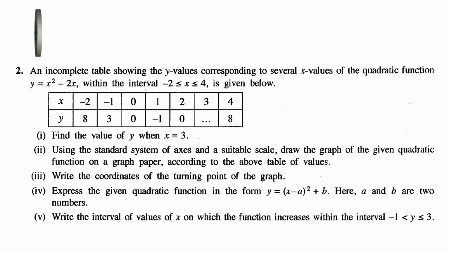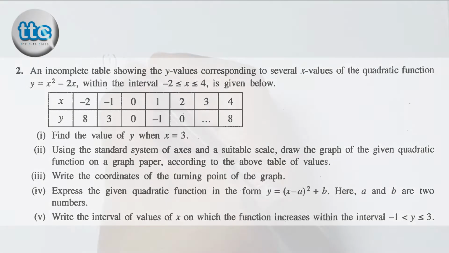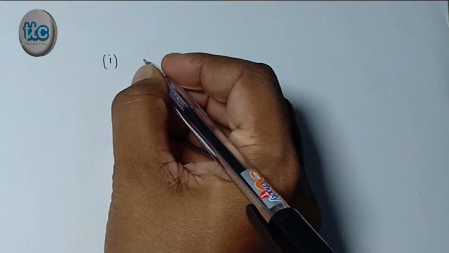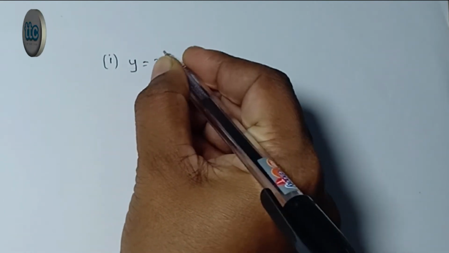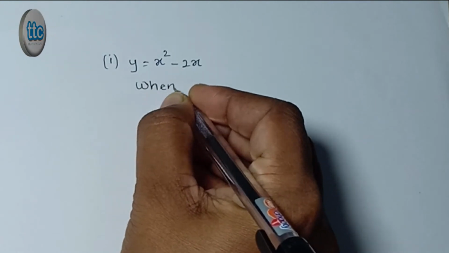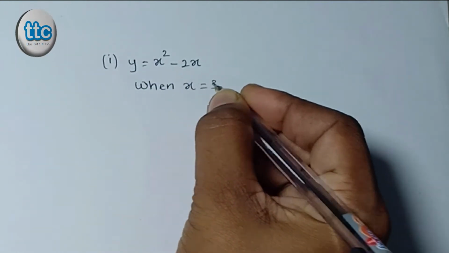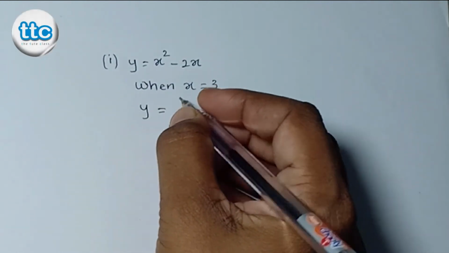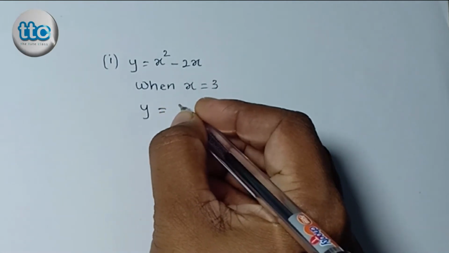The first part of the question: find the value of y when x equals 3. We will see how to find the value of y when x equals 3. The function is y equals x squared minus 2x. When x equals 3, we substitute values. Instead of x, you have to put 3 here.